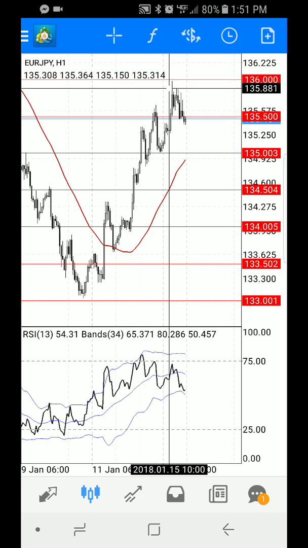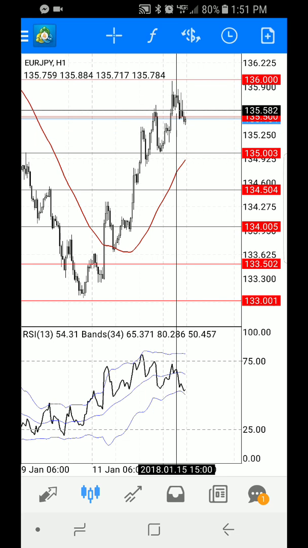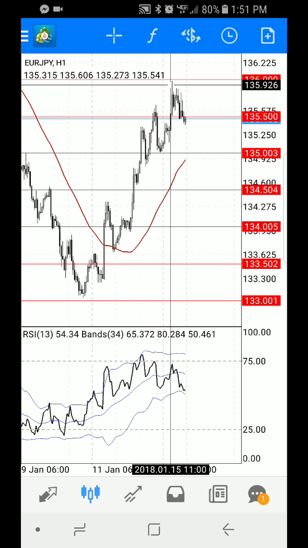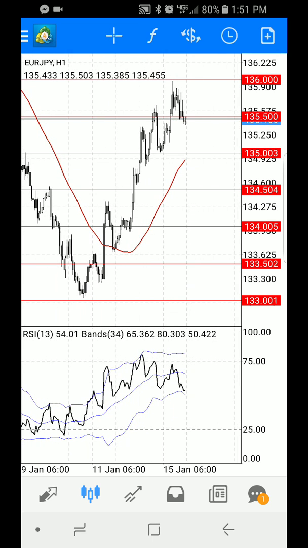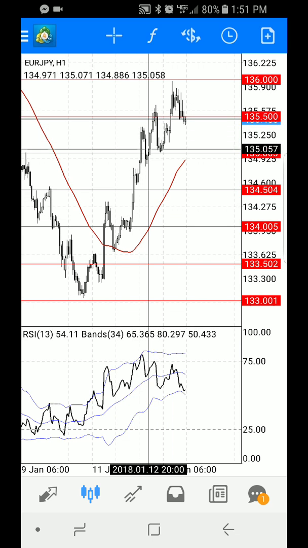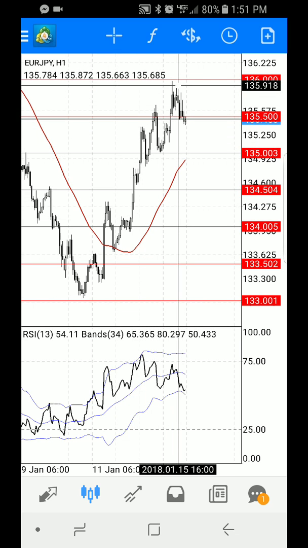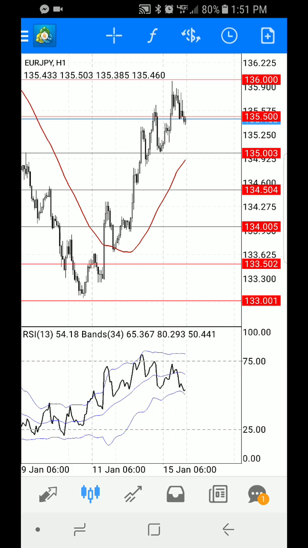So you could have entered again right here as soon as it tapped the 136 level. So 136, it would have tapped it right there. Very nice, clear V movement. And the market came down instantly into profit. So it's just that simple, guys.